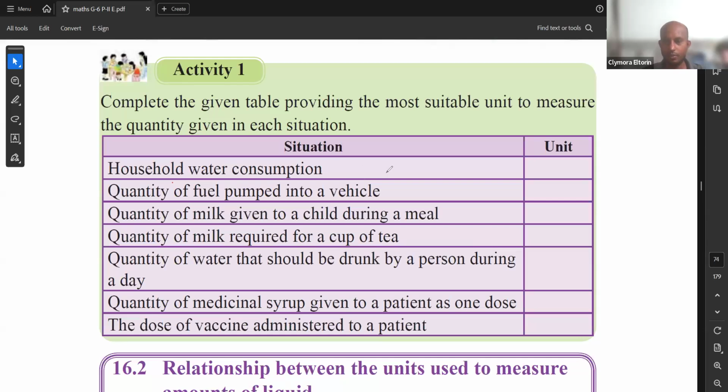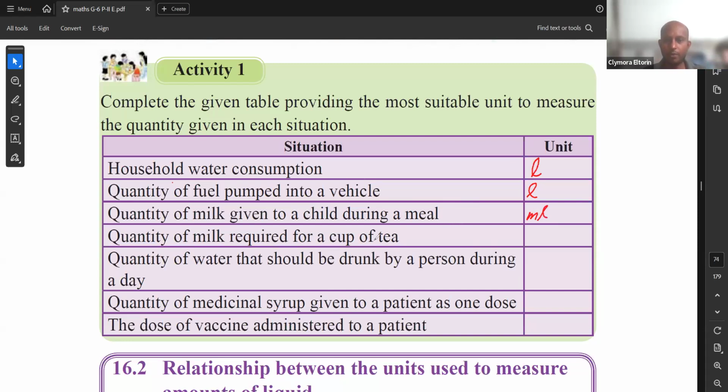Household water consumption: what's the unit, liter or milliliter? That is measured with liters. Quantity of fuel pumped into a vehicle is also measured with liters. Quantity of milk given to a child during a meal: when you have breakfast, do you drink 1 or 2 liters of milk? No, it's a very small amount, maybe 200 or 100 milliliters. It's within milliliters.